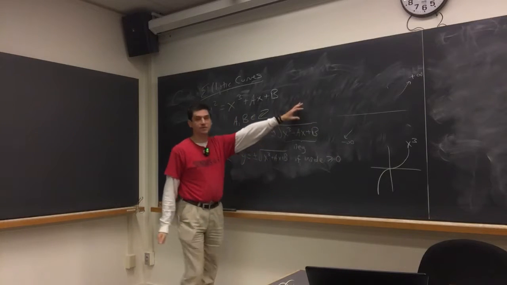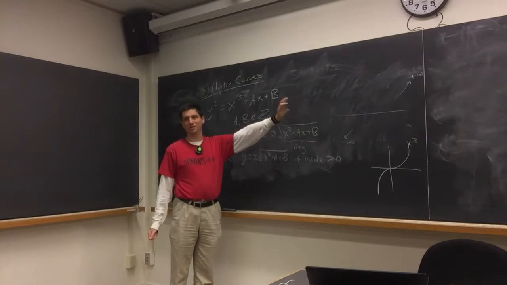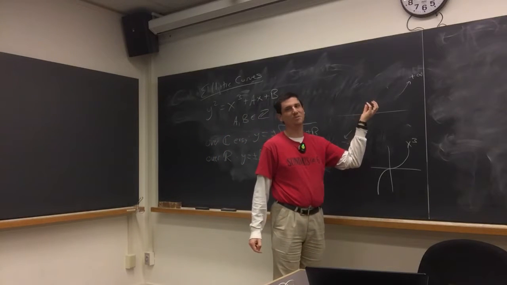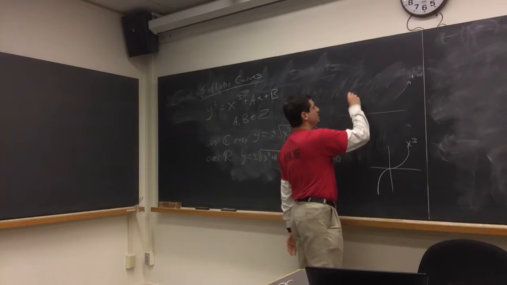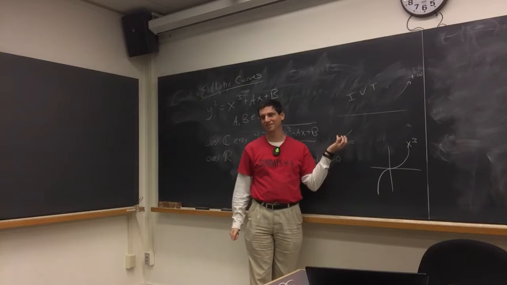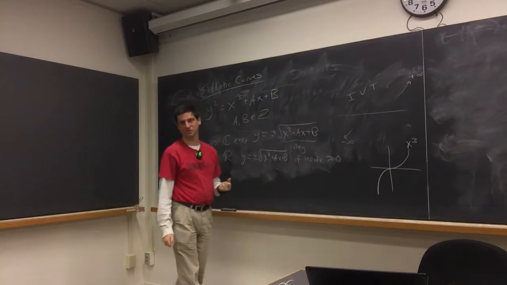We know that this can't have 0 real roots, right? Why can't it have 0 real roots? It's got to cross the line somewhere. What theorem? The intermediate value theorem. So by the intermediate value theorem, if it starts off negative here and ends up positive here, there must be a place where it crosses.